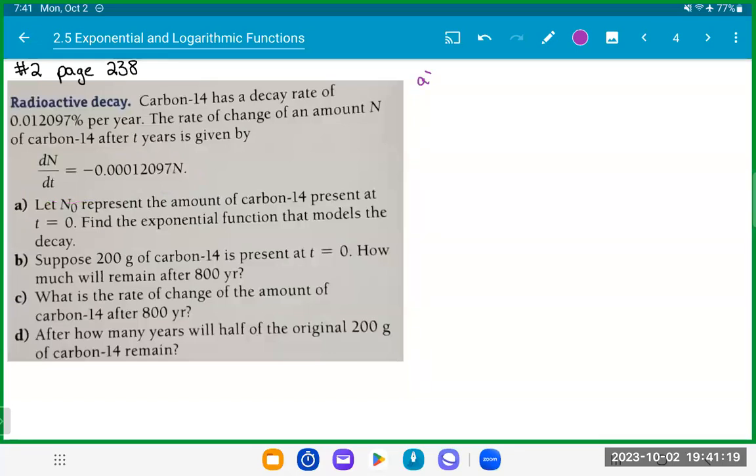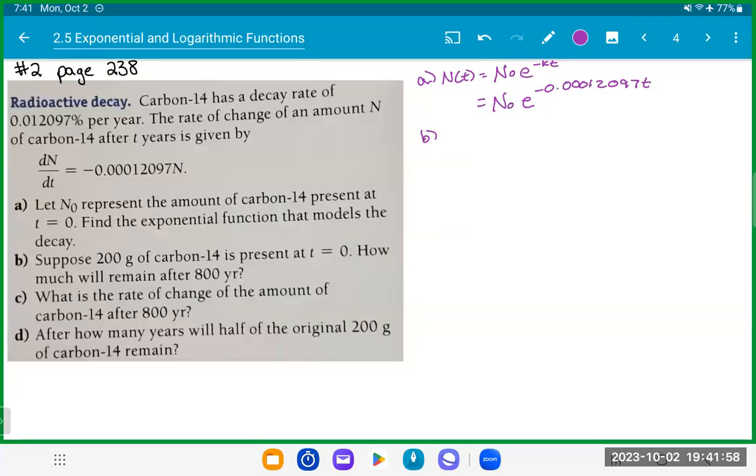Part A first is our formula, N of T is equal to N naught times e raised to the negative KT. When we plug in the things we know, N naught is our initial amount, and then e to the negative 0.00012097 T. Okay. And so that's part A.